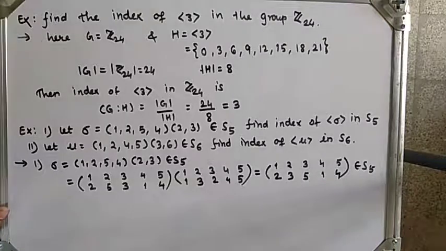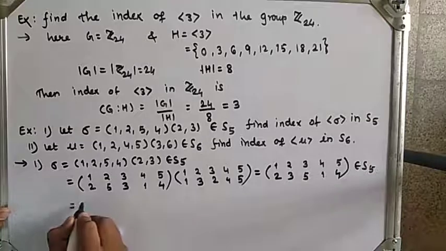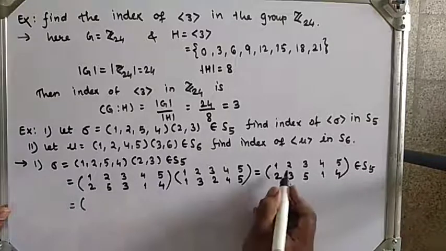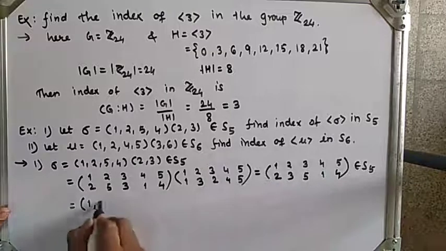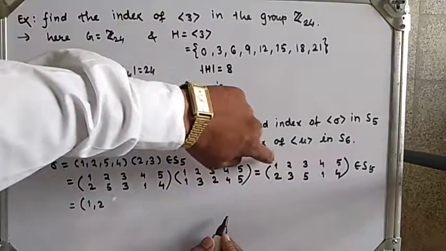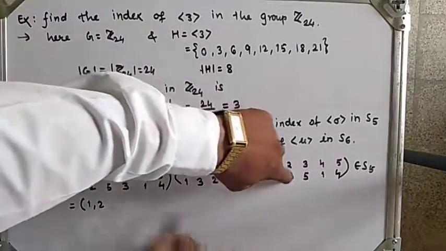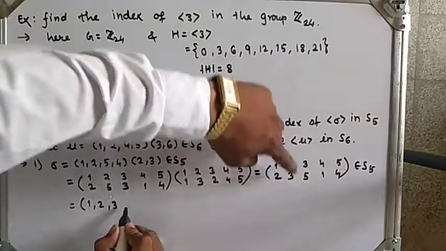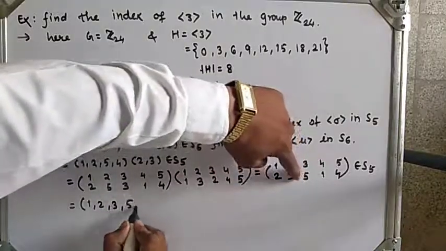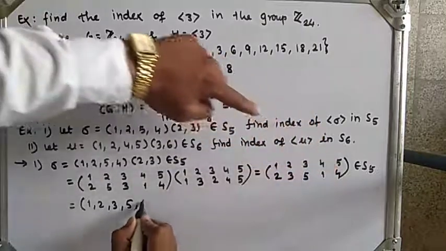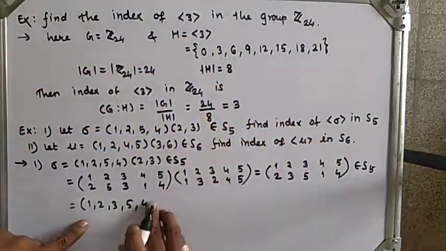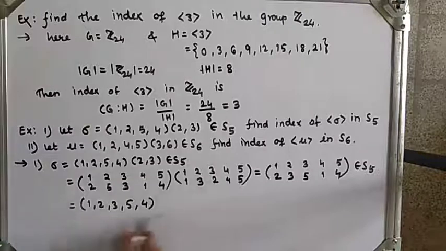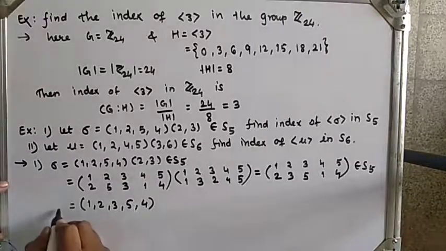Now to find the disjoint cycles, from that permutation we will write it as a product of disjoint cycles. We start here: 1 goes to 2, so make a chain, 1 goes to 2, 2 goes to 3, 3 goes to 5, 5 goes to 4 and 4 goes to 1. So 1 is already in our cycle, so we stop here. So this is a single disjoint cycle, right?